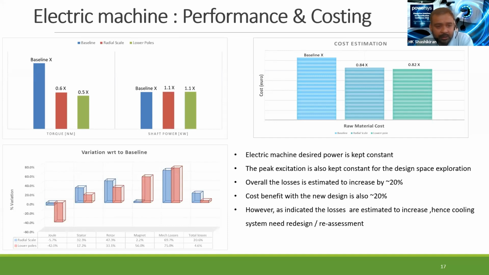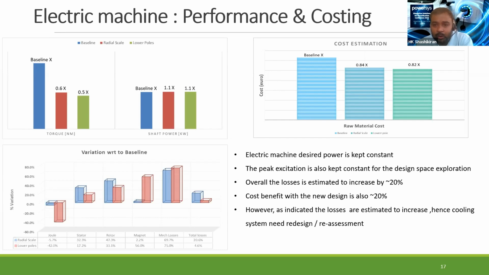If you see the graph below on the overall variability with respect to the baseline, the dual losses have come down close to 6%. On the lower poles, it is more. On the stator side, I think we have reduced. This is the overall losses distribution that I'm talking about: copper loss, stator loss, rotor, magnet, and mechanical losses. Overall, we could reduce 20% on the radial scale and maybe 6% on the lower poles. So we know that we are going to have thermal stability also with this new improved design.